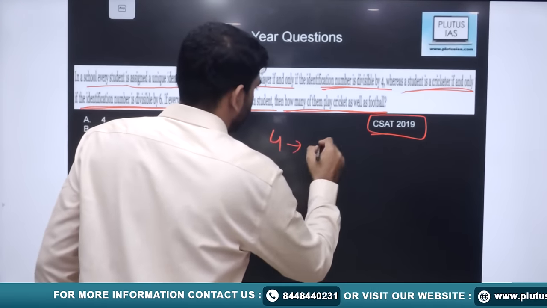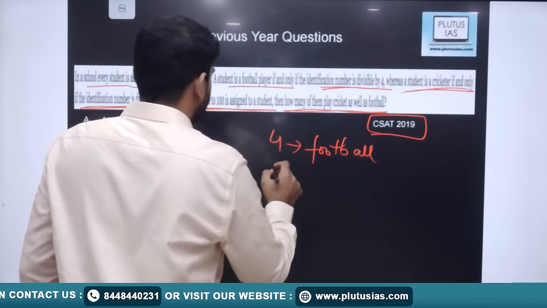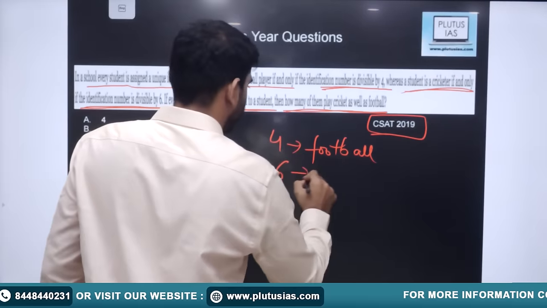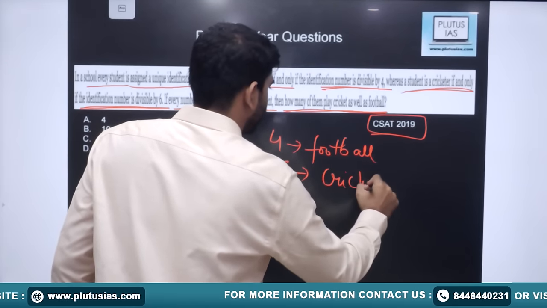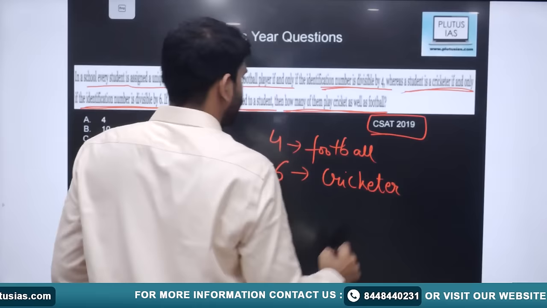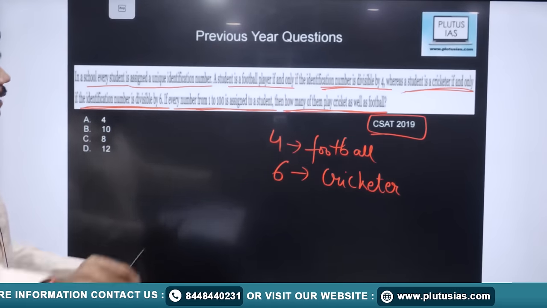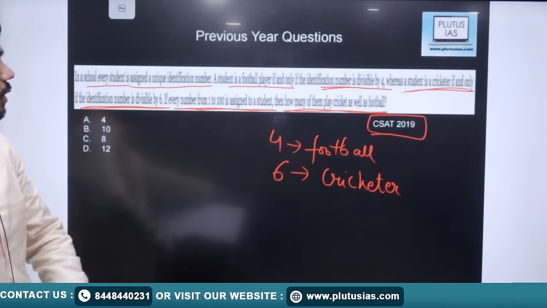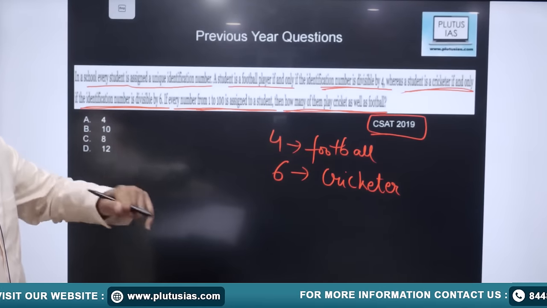If the identification number is divisible by 4, then he is a football player. And he is a cricketer only if the identification number is divisible by 6. And randomly we assign numbers from 1 to 100 to all the students. Then we have to find out how many of them play cricket as well as football.